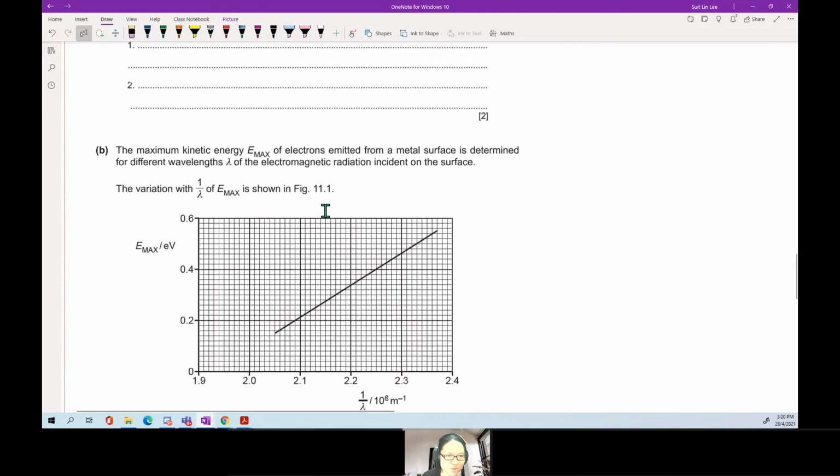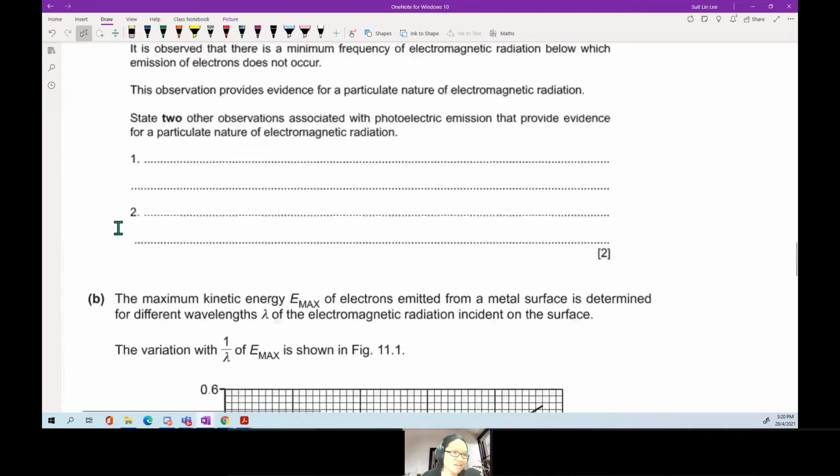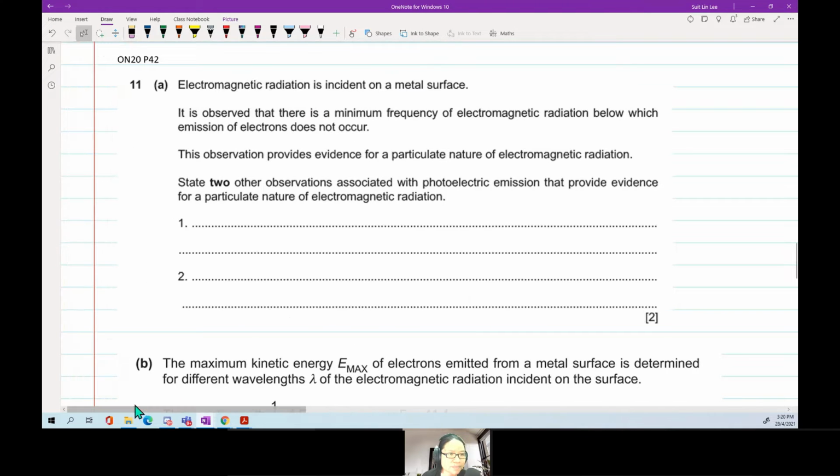No change in flux, no differentiation, easy. Okay, anyway, here, EM radiation is incident on a metal surface. It is observed that there is a minimum frequency below which, oh, this is threshold frequency.